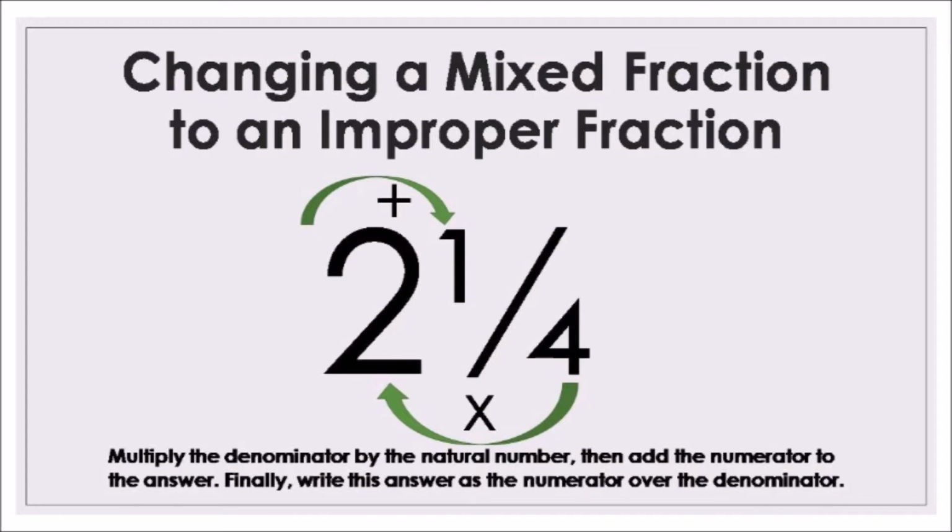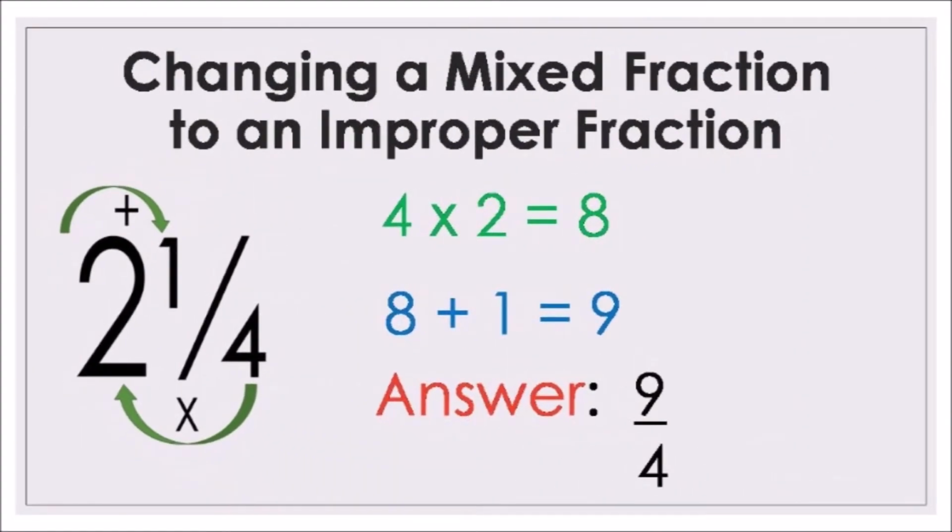So, a lot of wording there for you to go through. I'm going to show you exactly how to do it step by step, so you don't need to memorize that. Okay, so first thing, multiply 4 times 2, the denominator by the natural number in front. 4 times 2 is 8. And then add the 1, add the numerator to the answer. 8 plus 1 is 9. And then write the answer with the denominator on the bottom. So it's 9/4. Got it?